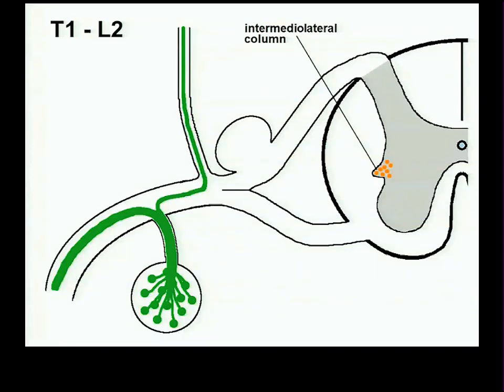And the CNS gets control over them by cells that lie in this intermediolateral column of the spinal cord. And we mentioned that this was the visceral motor gray. This intermediolateral column exists in the spinal cord between, inclusively, the T1 to L2 region. It does not exist in the cervical region. It does not exist below L2. So all of the control of these ganglia is by cells that exist in the intermediolateral column from T1 to L2 of the spinal cord.